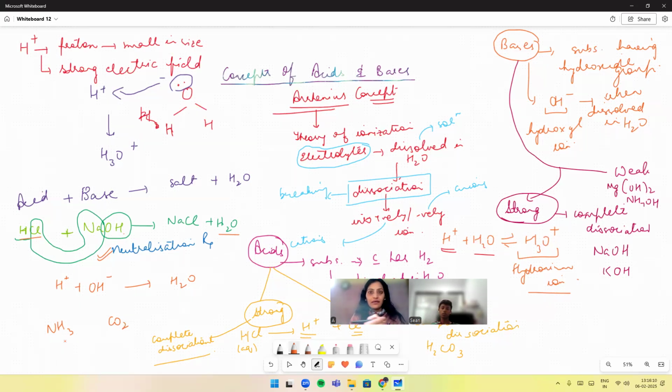Sometimes what happens, like this ammonia, it is a base, right? Now, when ammonia reacts with HCl, it is going to form a salt. Now, this is a neutralization reaction, but there is no involvement of a water molecule, right? What Arrhenius gave us was this: whenever an acid and base react, a salt will be formed and water will be released. But what is happening over here? He could not explain. Got it?